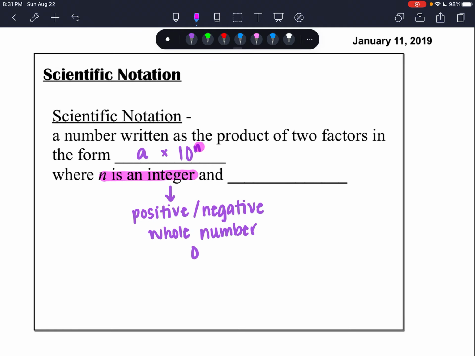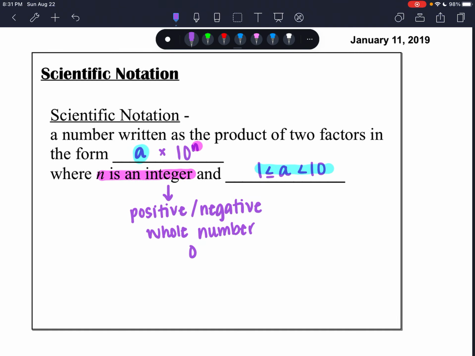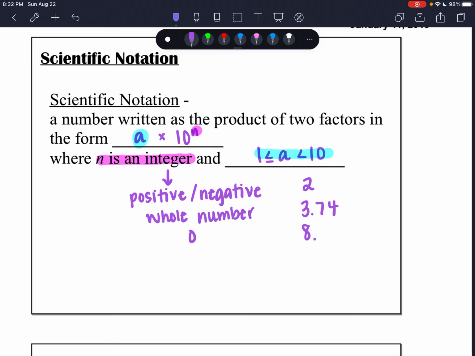Now that a in this format means something different. A is a number that is greater than or equal to 1 and less than 10. So there's a lot of different numbers that are greater than or equal to 1. For example, 2, 3.74, 8.09 are examples of numbers that are greater than or equal to 1. Even 1 is greater than or equal to 1.